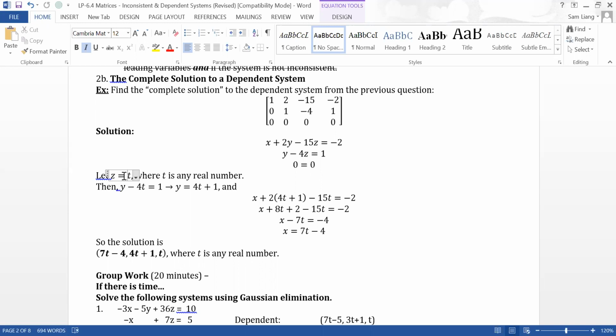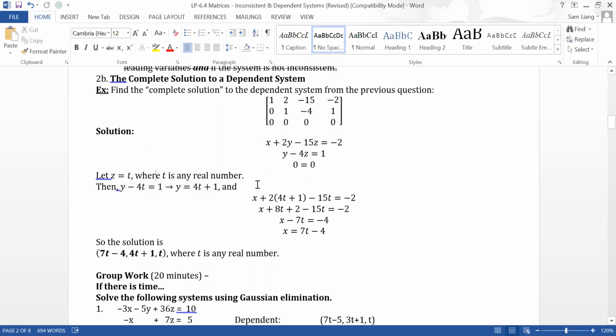We usually use the letter t, and you might see that in physics, where t equals time, so that would be the parameter, and then you can describe the other equations like this. Anyways, we're going to let z equal t, where t is any real number, and after that you just solve as you would normally. So y minus 4z equals 1, but in this case z equals t, so we get y minus 4t is 1. Then we add 4t to both sides, and we get y equals 4t plus 1.